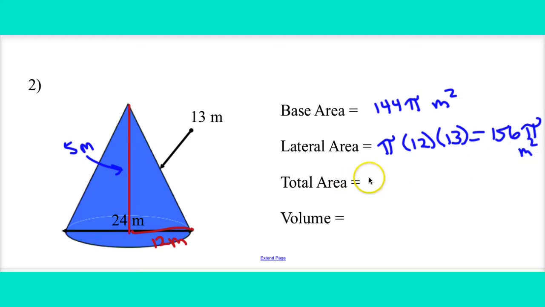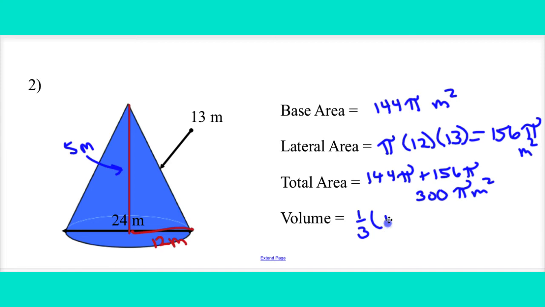Total area is the lateral area plus the area of the base. So I need to add 144 pi and 156 pi. And this would give me 300 pi meters squared. And then volume is 1/3 base area.